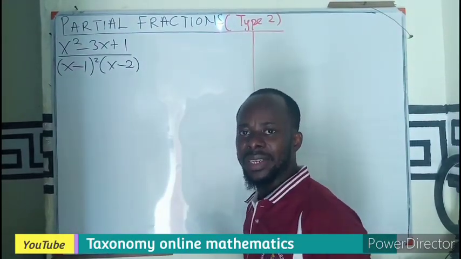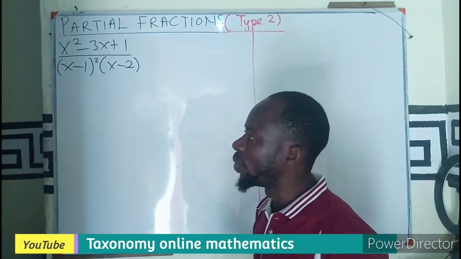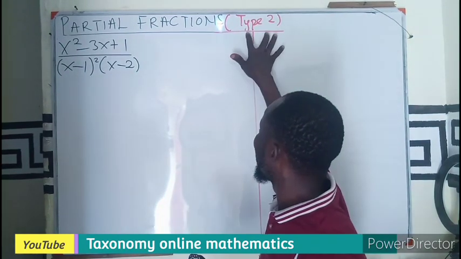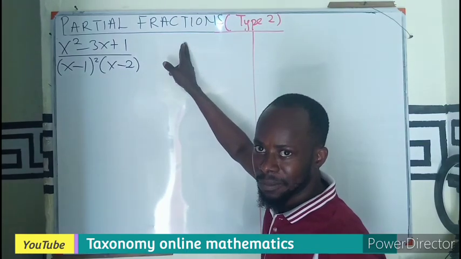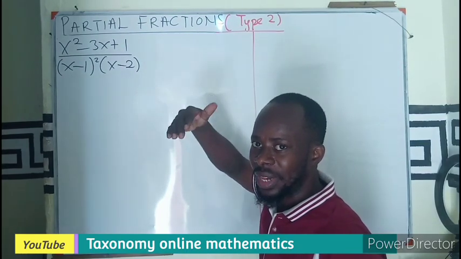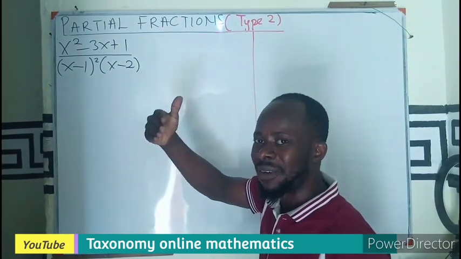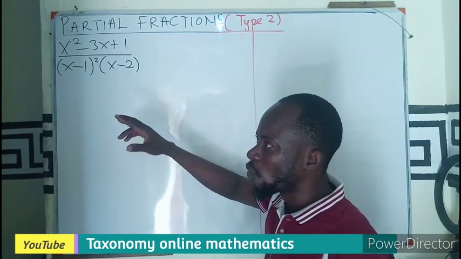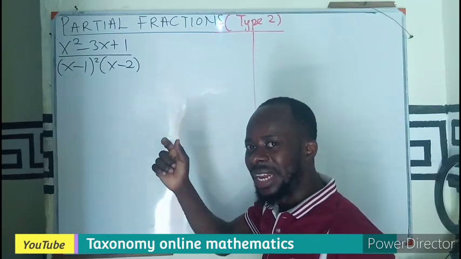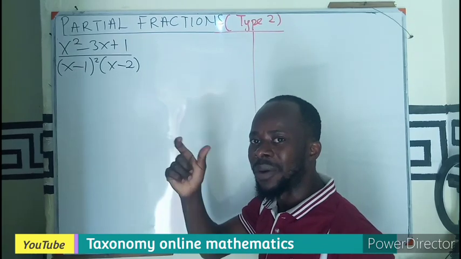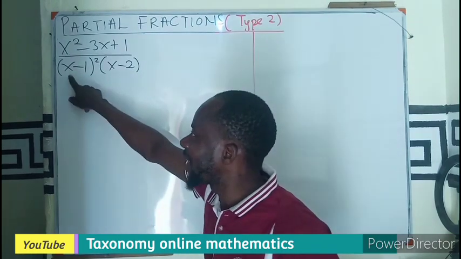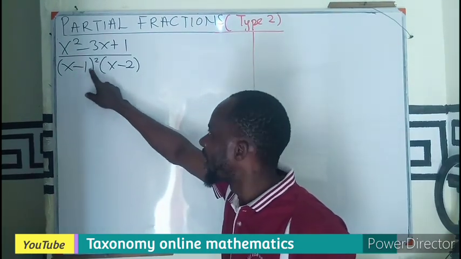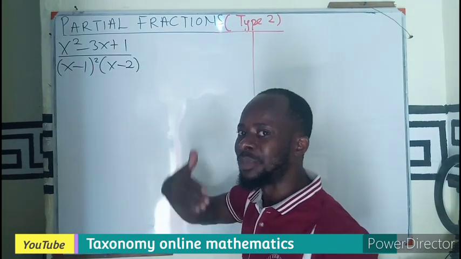In this edition of our tutorial, we want to treat the second type of partial fraction. In our previous lesson, we dealt with the introduction and the first type. The second type is where the denominator has a linear factor of a repeating term, meaning x minus 1 is a linear factor with a power of 2, which means it's repeating.